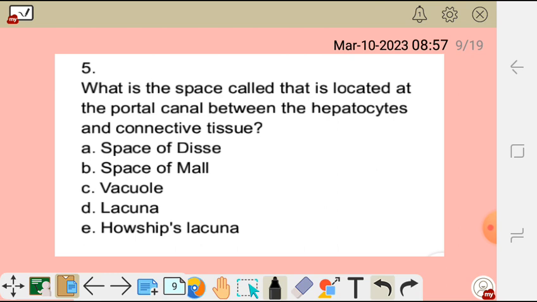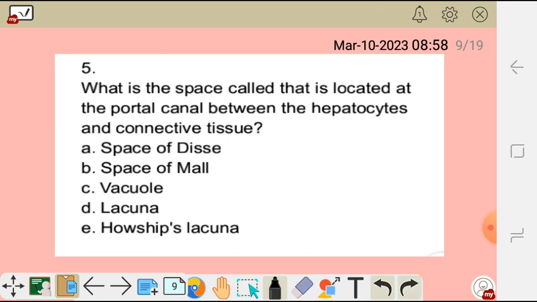What is the space that is located at the portal canal between the hepatocytes and connective tissue? A. Space of Disse, B. Space of Moore, C. Vacuum, D. Lacuna, and E. House-shaped lacuna.